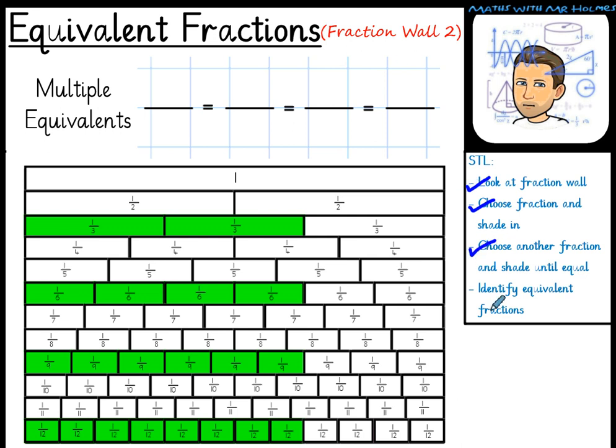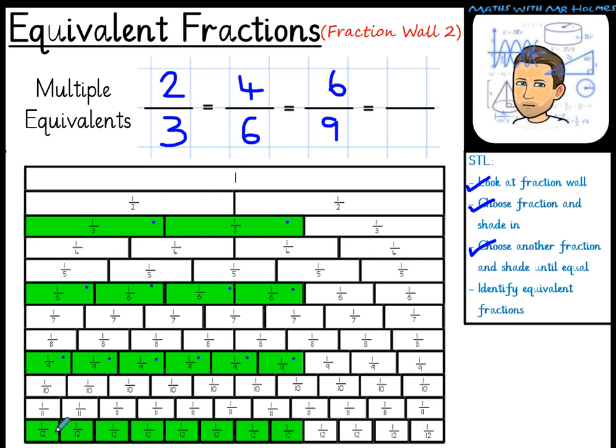Our final step then, where we're going to identify the equivalent fractions. So we started with thirds, and we had 1, 2 of those thirds, or 2 out of 3 equal pieces. Sixths, 1, 2, 3, 4 sixths, 4 out of those 6 equal pieces. We then had ninths, 1, 2, 3, 4, 5, 6 ninths, 6 out of 9 equal pieces.